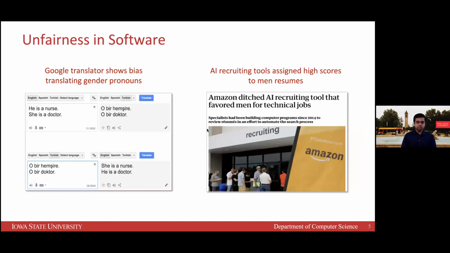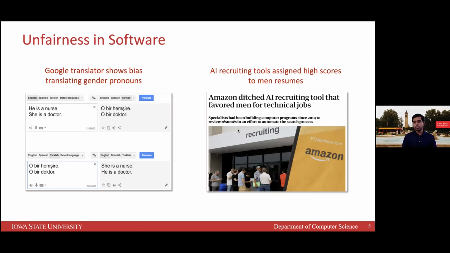Here are some examples from the recent past, which show violations of fairness in the real world. In this one, you can see Google Translate was found to show bias while translating from English to Turkish and back from Turkish to English. Turkish is a language with no gender pronouns, but you can see that when translating, she has been assigned to nurse and he has been assigned to doctor, which was the opposite in the original sentences.